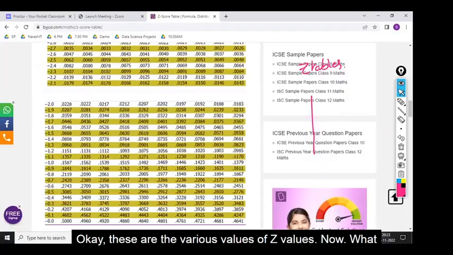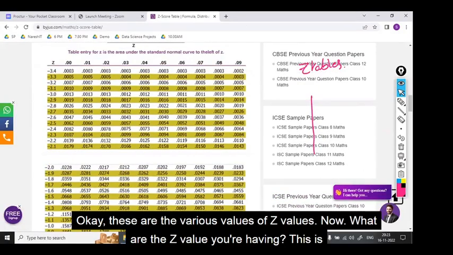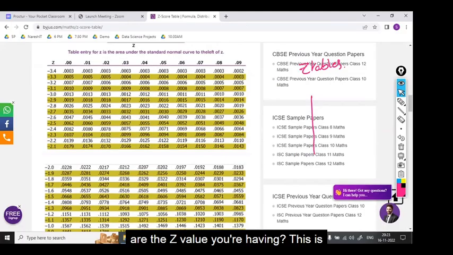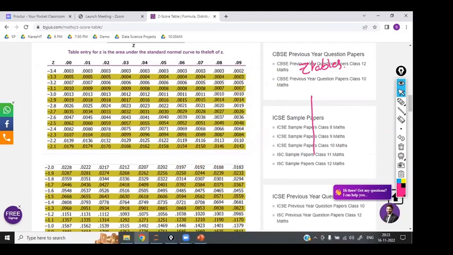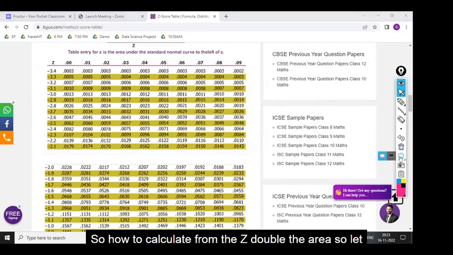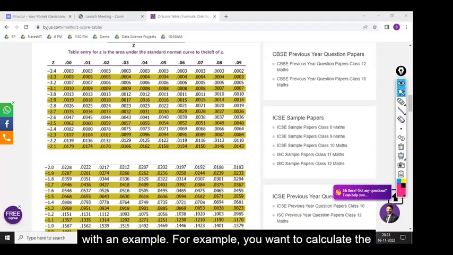Okay, these are the various Z values. Whatever Z value you have, on the right side, whatever value is there, this is the area. So how do we calculate the area from the Z table? Let us take an example. Let me explain with an example.